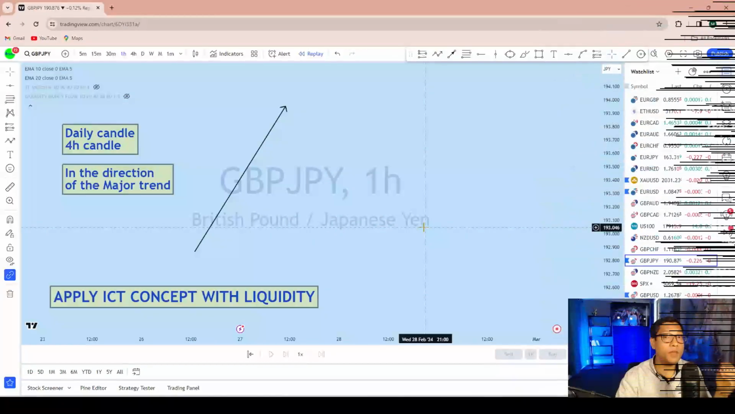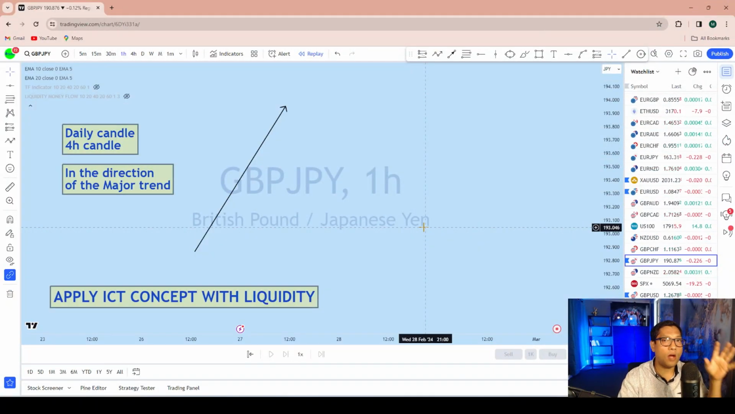Okay guys, so let me explain to you now how you can apply the ICT along with the liquidity, guys and girls. Take notes and also make sure you stick till the end. So first of all, what we need to find is a session candle or a daily candle in the direction of the trend. I will also be showing you in the chart how you can identify this. First, let me explain the concept and theory behind it.